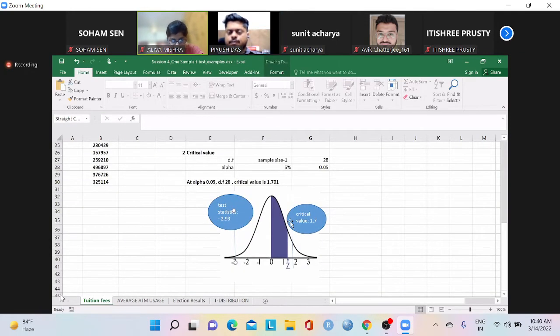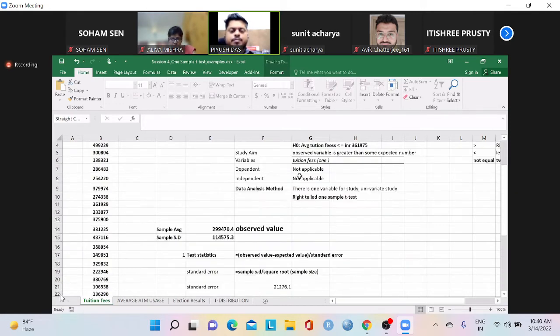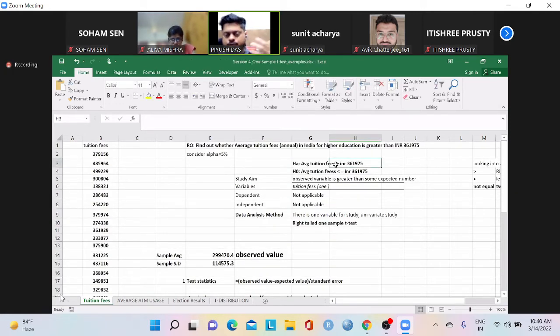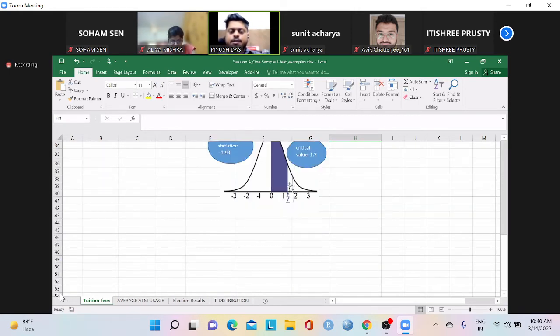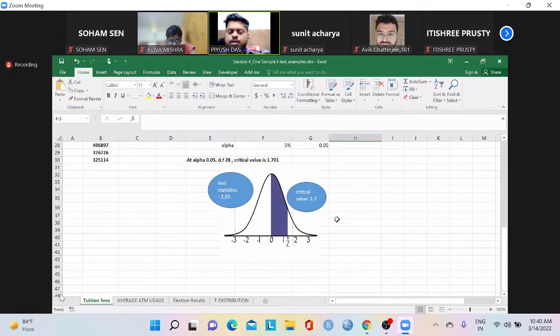If this null hypothesis was true, then anything beyond that 1.7 number. So we remember what we said in hypothesis testing: we start with the belief that the null hypothesis is true, right? If the null hypothesis was true, this number, 361,975, if the average tuition fees was 361,975, the data would have been inside this. Data would not have crossed that, right? In my case, what happened? I got a number of minus 2.93. It is lying here within that range, right?